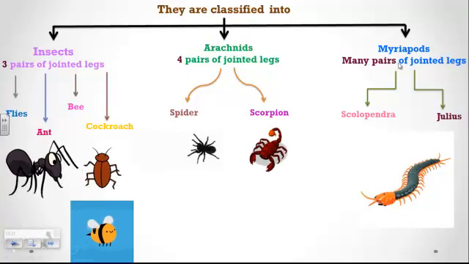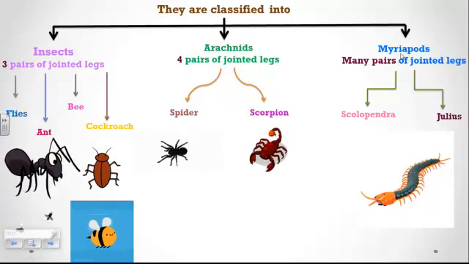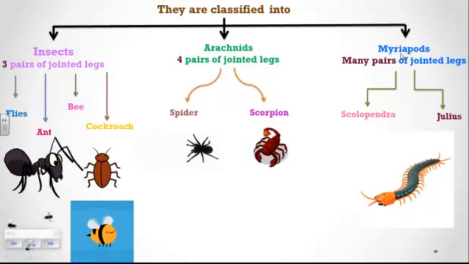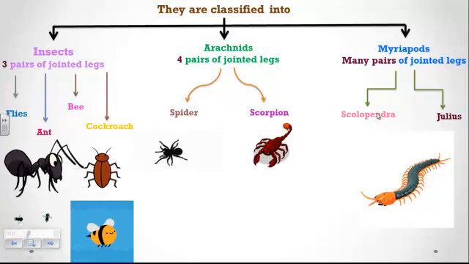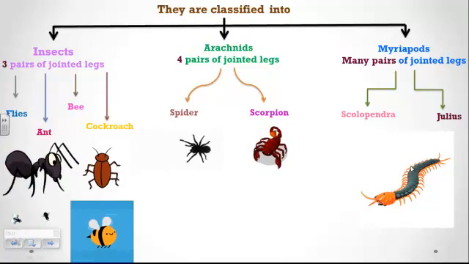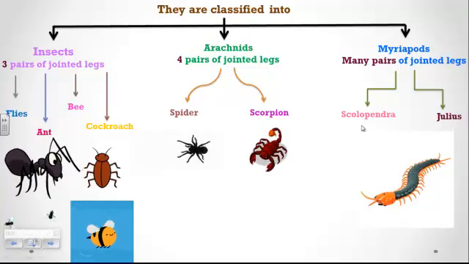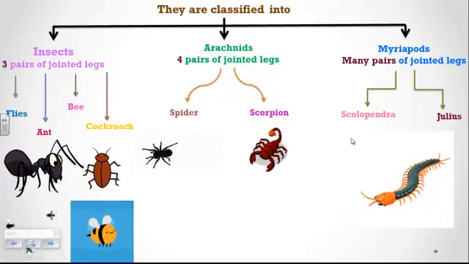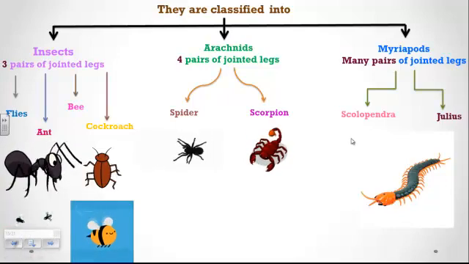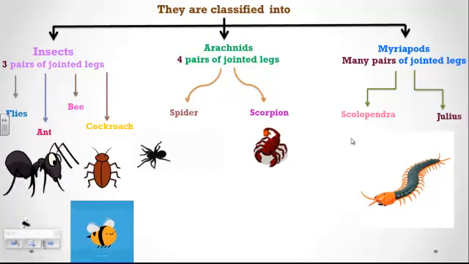The last one, myriapods. Myriapods have many jointed legs, like Scolopendra and Gelius. This one here is Gelius, which has 44 legs, while Scolopendra has 1,000 legs. So a great number of legs that move together for this one.